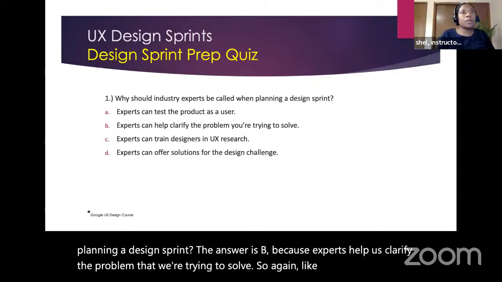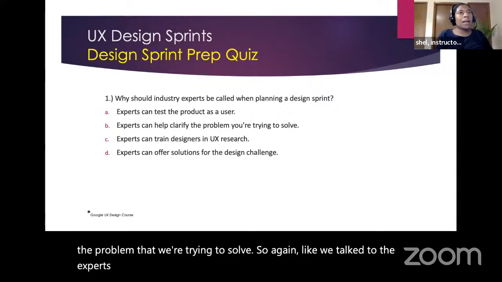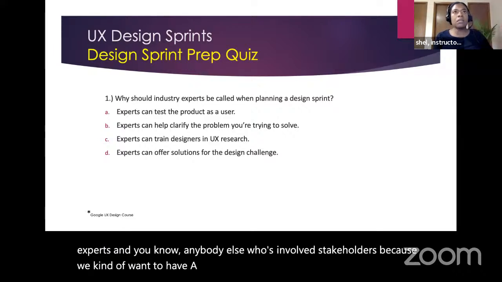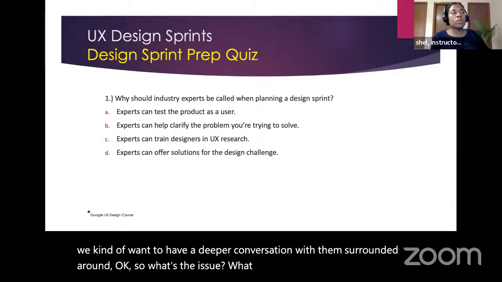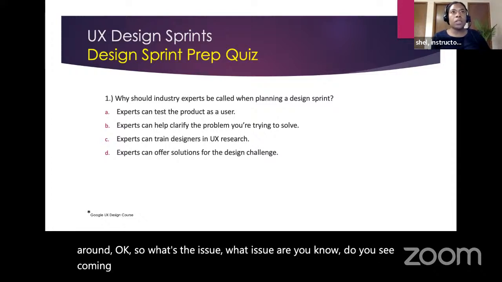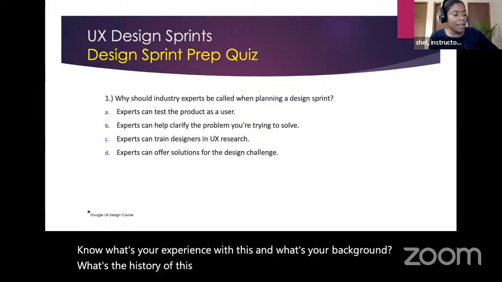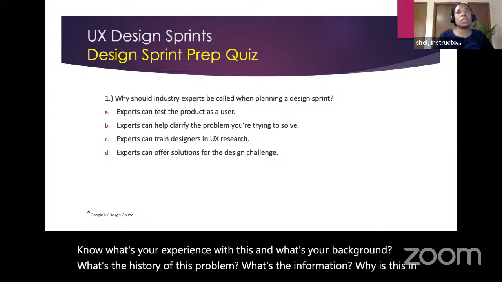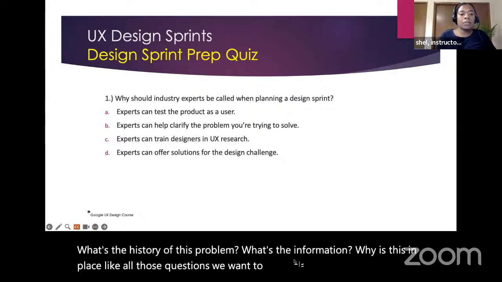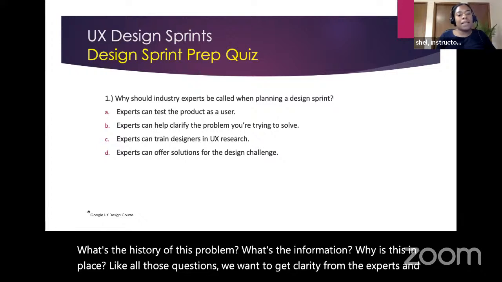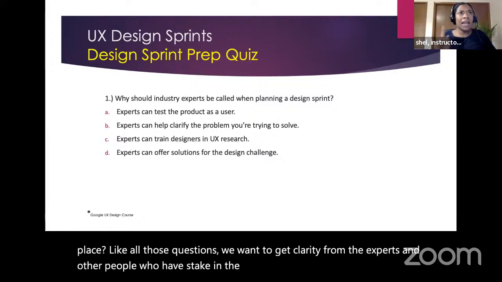So again, we talk to the experts and anybody else who's involved, stakeholders, because we want to have a deeper conversation with them. Okay, so what's the issue? What issue do you see coming up with your users? And what's your experience with this? What's your background? What's the history of this problem? What's the information? Why is this in place? All of those questions, we want to get clarity from the experts and other people who have a stake in the project. So the answer is B as in baby.